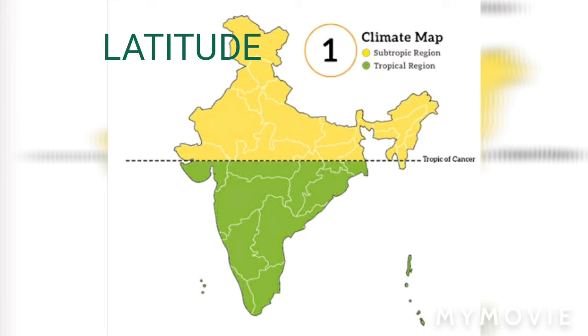Number 1, latitude. The Tropic of Cancer passes through the middle of the country from the Rann of Kutch in the west to Mizoram in the east. Almost half of the country lying south of the Tropic of Cancer belongs to the tropical area. All the remaining area north of the tropic lies in the subtropics. Therefore, India's climate has characteristics of both tropical as well as subtropical climates.